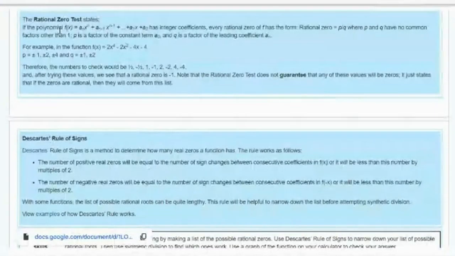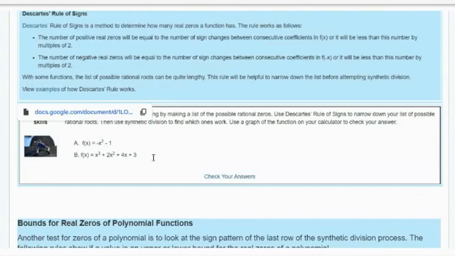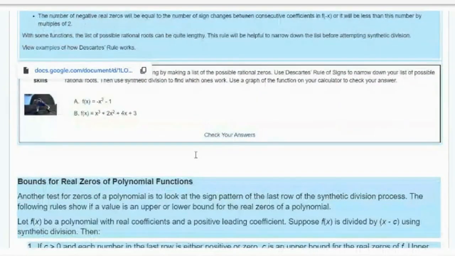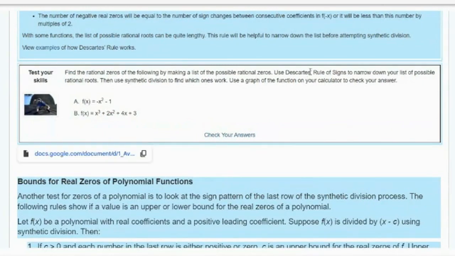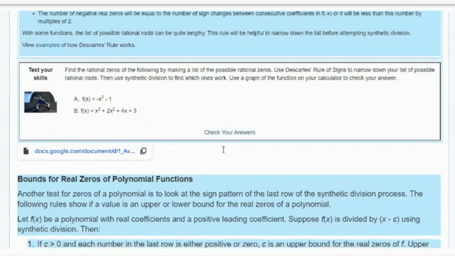Rational zeros tell you how many possible rational roots there are, but it doesn't guarantee any of those will be zeros, which in our case it was not. They're all irrational, but this tells you how many it will have. So you can check your answers: find the rational zeros using the possible rational zeros test, and then use Descartes to rule it down.